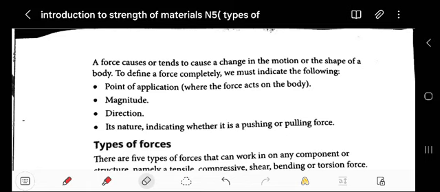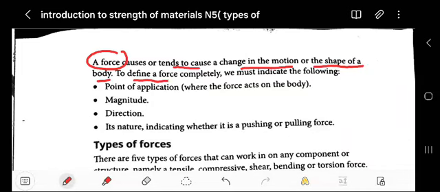Today we'll be dealing with strength of material. This is N5, an introduction to strength of material, which is module 1. Here we simply want to remind you about force and what force causes. If you remember, force causes or tends to cause a change in motion or the shape of a body.